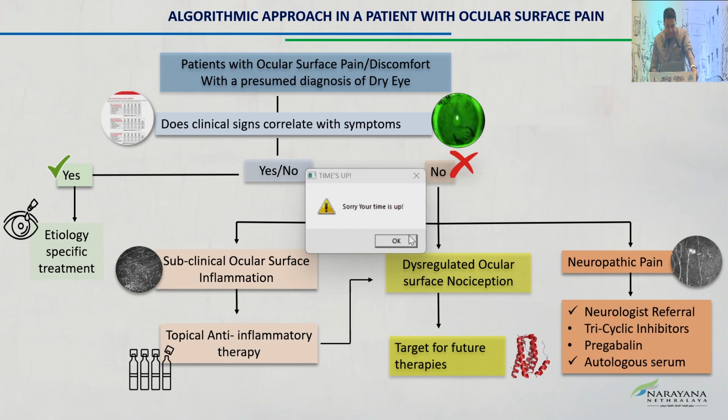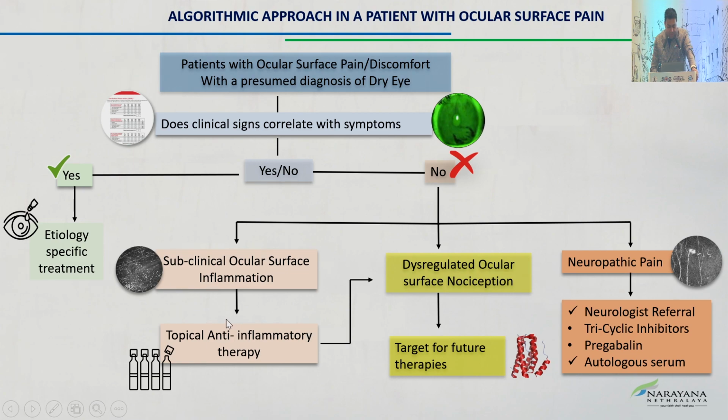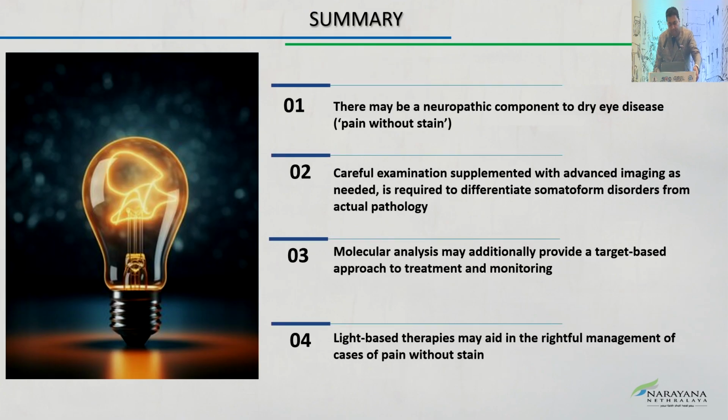And this is just a flow chart which talks about anti-inflammatory therapies of cyclosporin and dysregulated. There are so many areas where there is a need for future therapies, where you need to look for targeted therapies. And when you know that it's a neuropathic pain without any ocular surface issue, there is a role for autologous serum, tricyclic antidepressants. So pain without stain is quite common in refractive surgery. The commonest one is binocular issues, not the corneal issues. And the role of molecular assay and future therapeutics will probably help in managing this much better. Thank you.